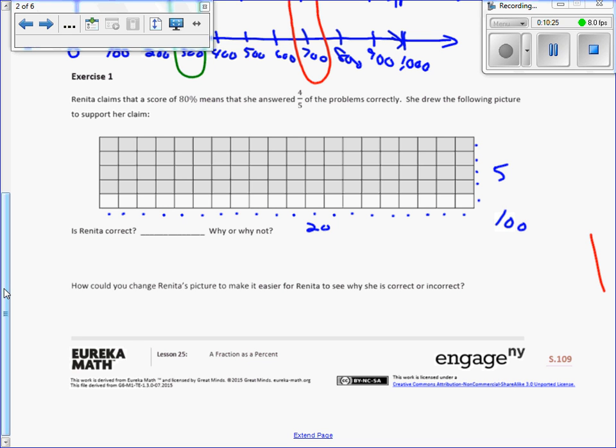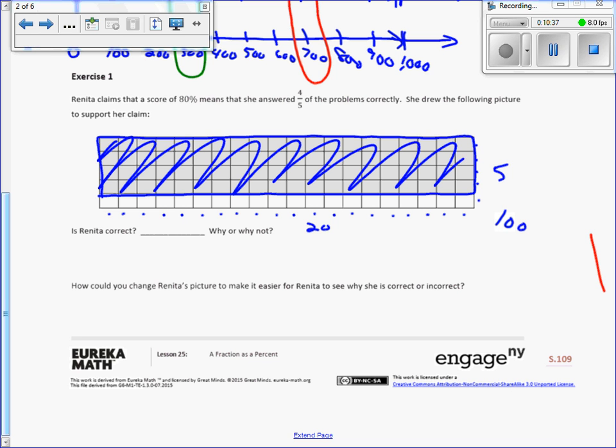Okay. Now it's hard to see on screen here, but in the students' books, these are shaded. It's really hard to see on this screen, but this is shaded right here. So how many are shaded? Well, 20, 40, 60, 80 are shaded. Okay, 80%, 4 out of 5. She drew the following picture to support her claim. Is she correct? Yes. Why?